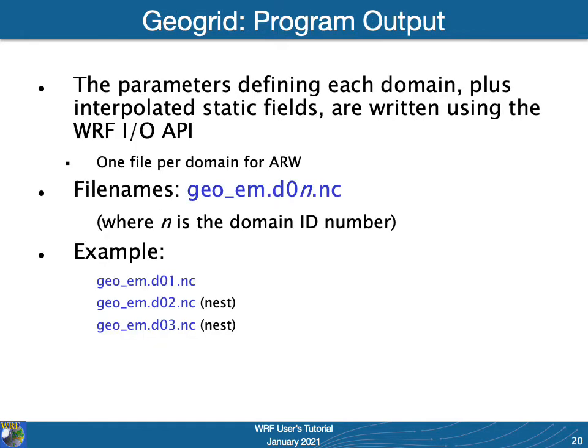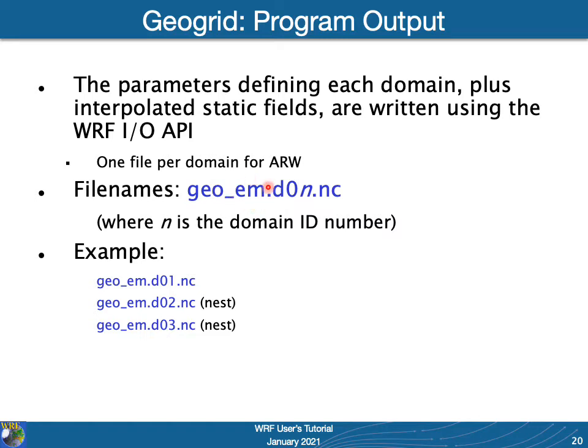So after the Geogrid program finishes running, it writes its output into netcdf files. And you get one netcdf file per simulation domain. Those output files are named geo_em.d0n.nc, where n is the domain number. So if you were setting up a single simulation domain, you would get an output file called geo_em.d01.nc. The nc part of the file name refers to the fact that this is a netcdf file, and the geo part of the name, of course, refers to the fact that this is a Geogrid output file.